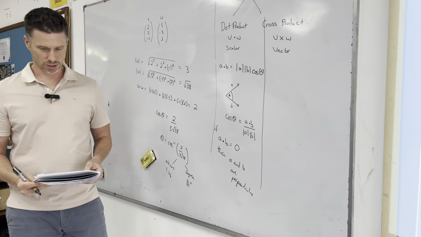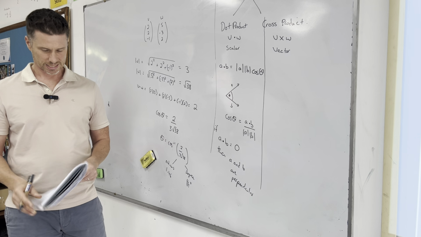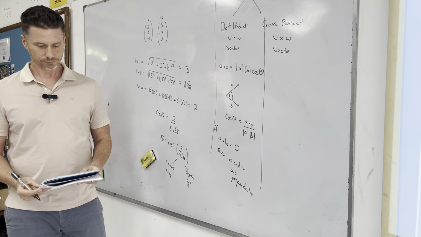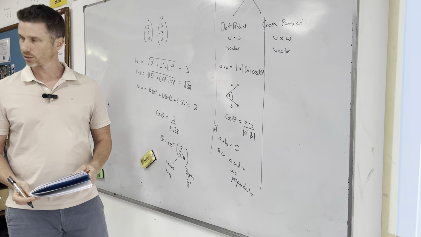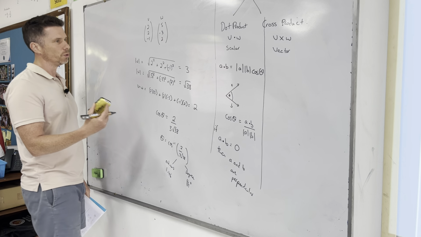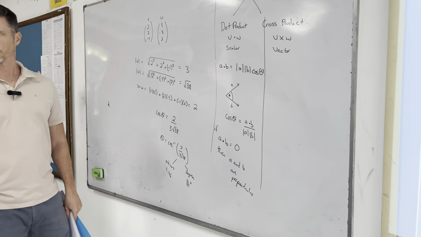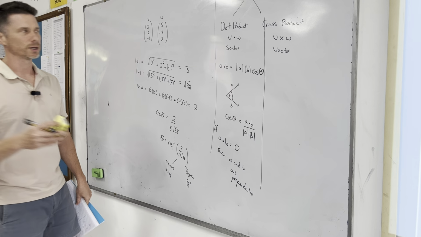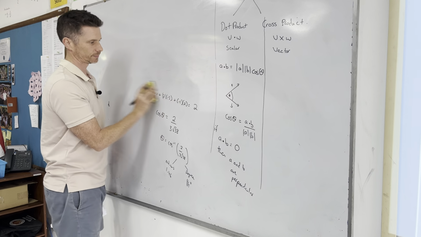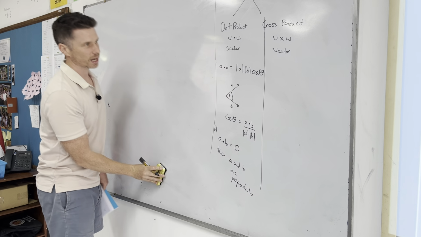Right. So that's the dot product. The cross product is a little bit more complicated. We don't now create just a scalar number out of this. We create a vector. That vector we create now is at a 90-degree angle.